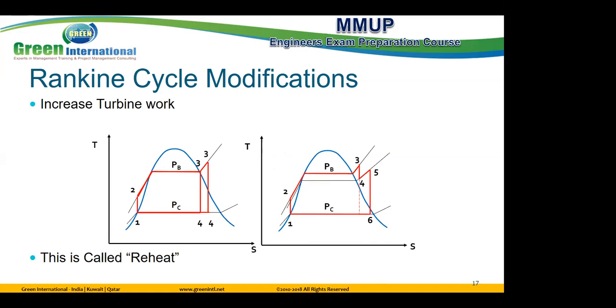What is different between these two cycles? First cycle here, for this one, I just add more heat to obtain this point instead of this point, okay? And in this case, turbine work increases. But how to do that in real life?